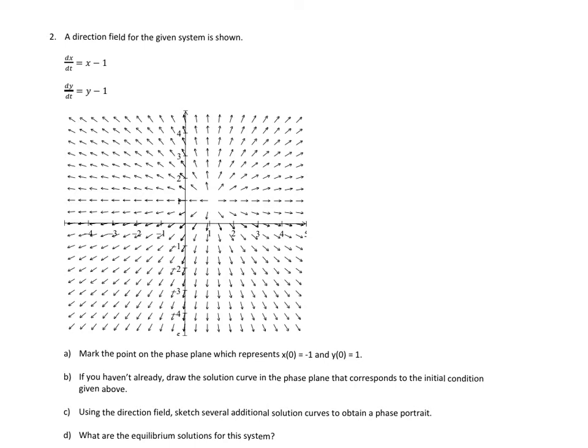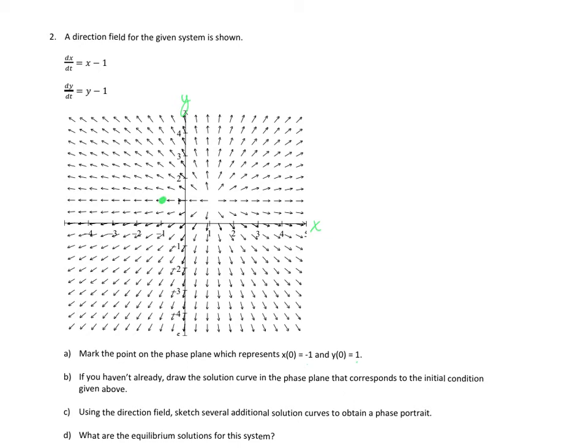A direction field for the given system is shown. Mark the point on the phase plane that represents x of 0 equals -1 and y of 0 equals 1. So that's an x coordinate and a y coordinate. So -1, 1 is a point because this is the x, y plane. You can't see time in here. So we just have the x and the y value. We know it's at time 0, but the x and the y value at that moment in time are -1 and 1. So I plot -1, 1.